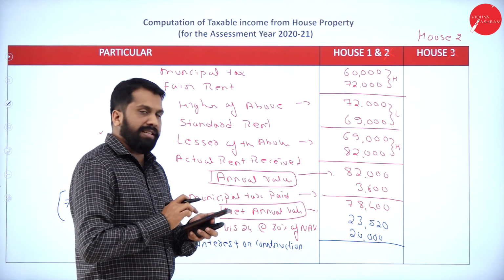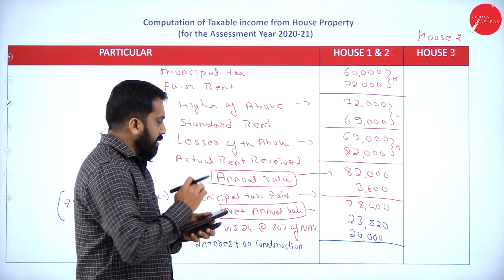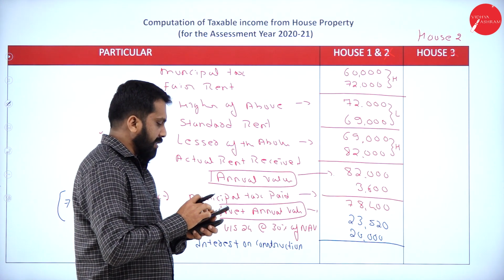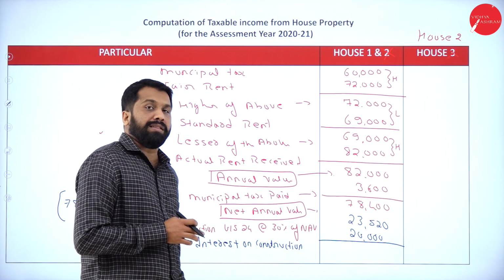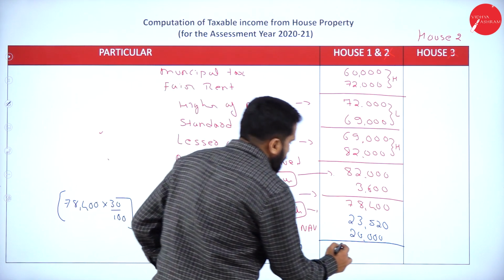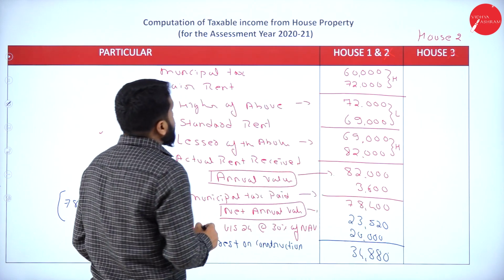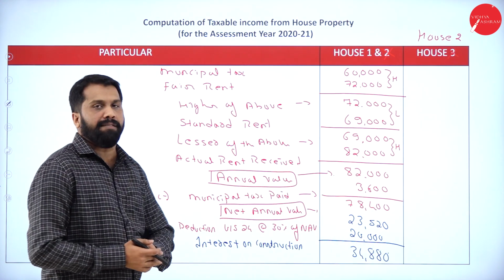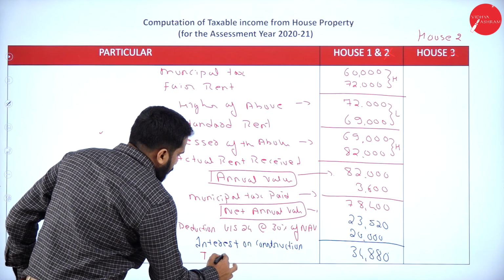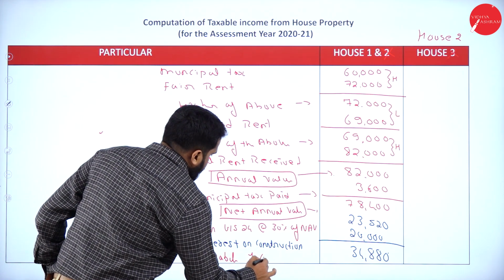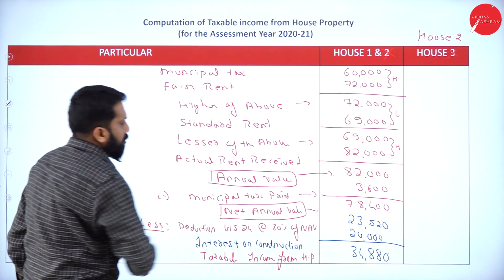78,400 minus 23,520 minus 20,000. So you got 34,880. So this is nothing but your taxable income from house property. We can call it taxable income from house property. Hope you understood.